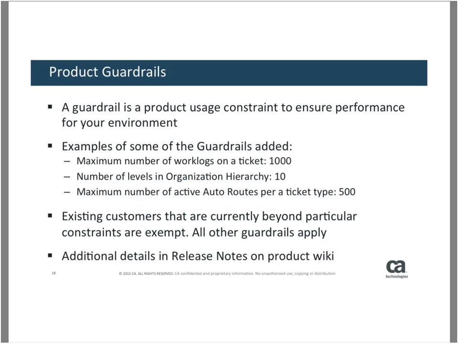For those of you that are existing customers on the phone, if you go beyond these guardrails today, we have essentially made you exempt from those guardrails because we don't want to hurt any of our existing customers. Certainly if you have 501 active auto routes on ticket types, we'll allow you to be exempt from that one. But any other guardrails that you're not going beyond these set defaults, those do still apply. All the guardrails are documented in the release notes. You'll get warnings when you get within about 20% of hitting one of those limits, and then, of course, you'll get an error message when you actually hit the limit or go over that limit.